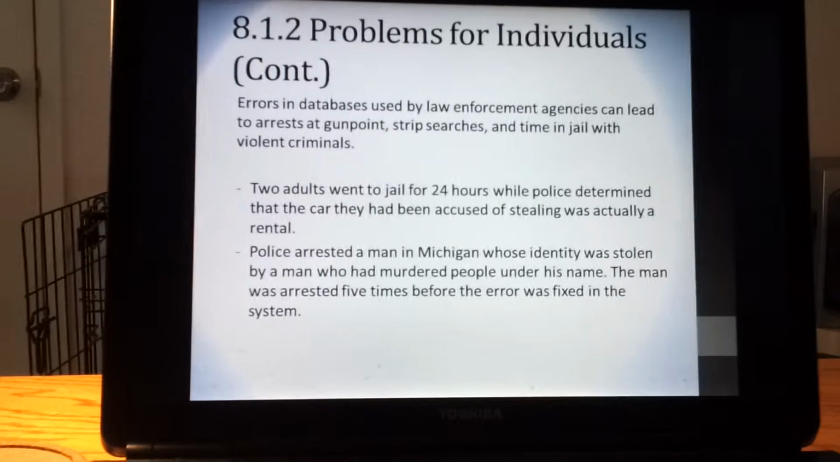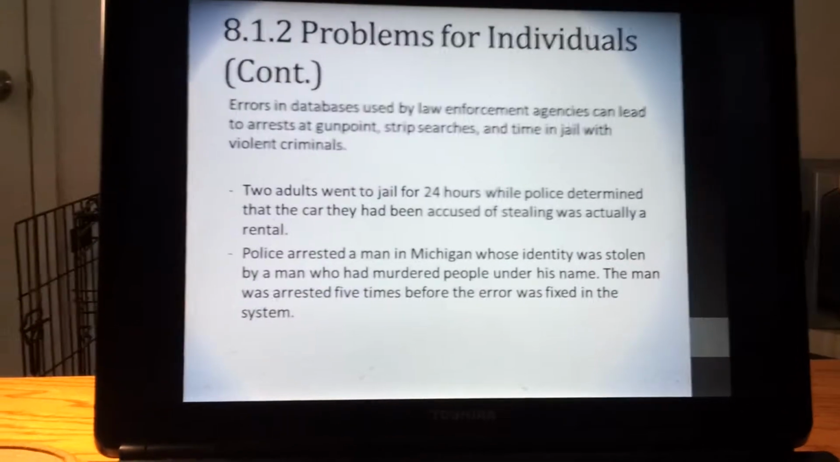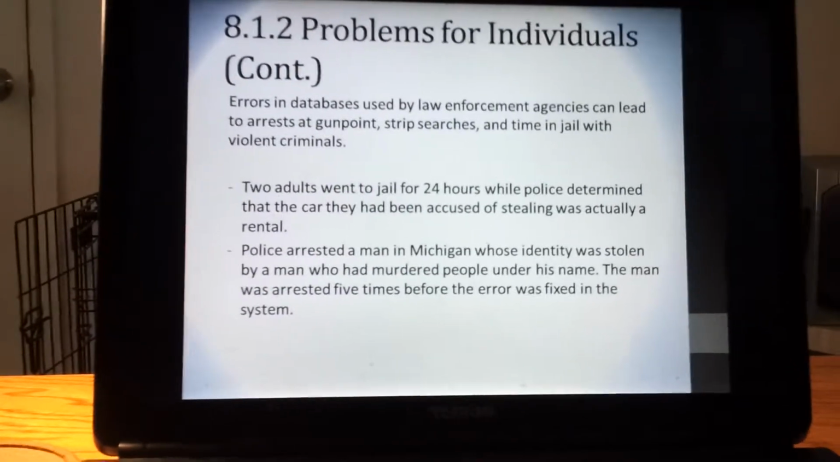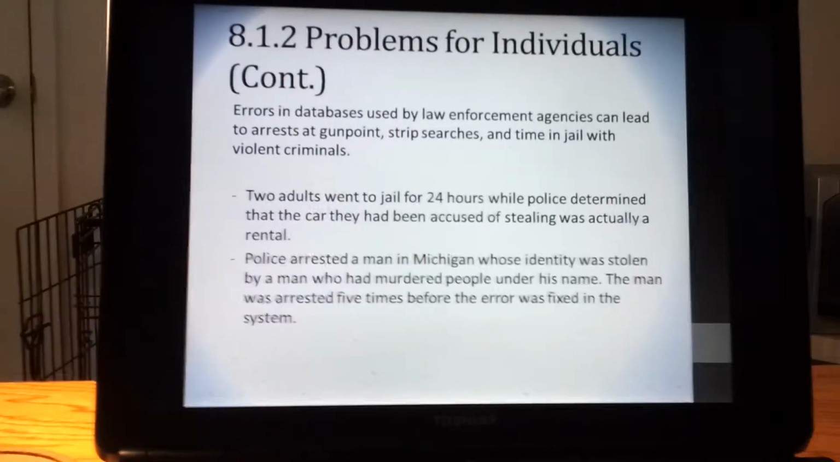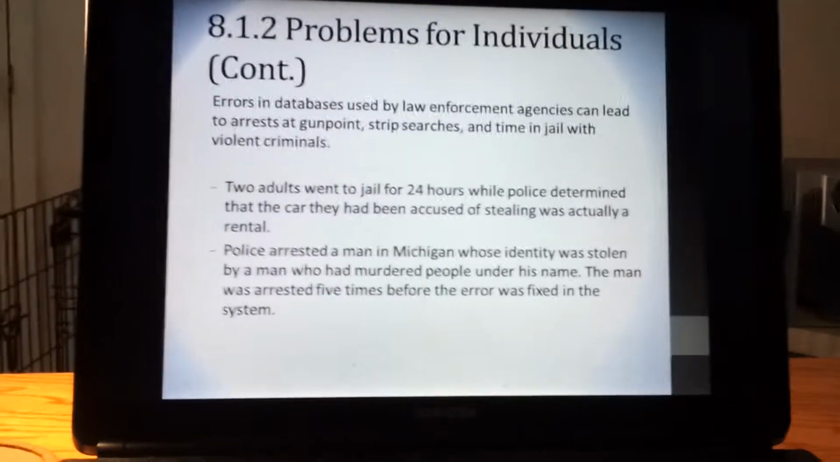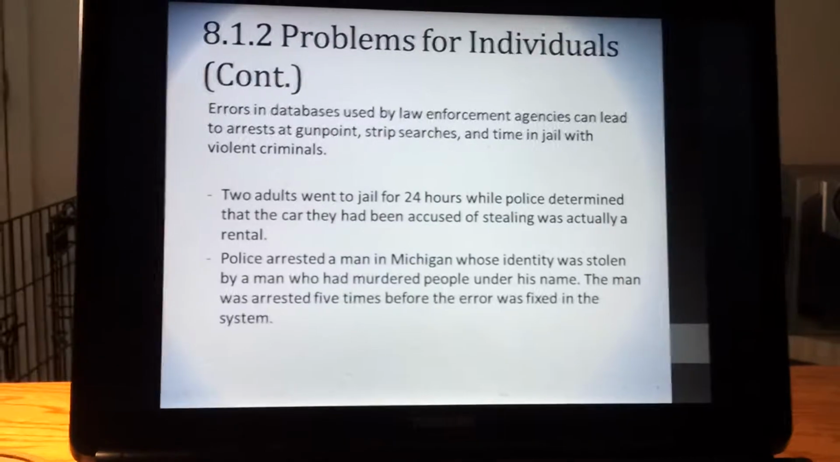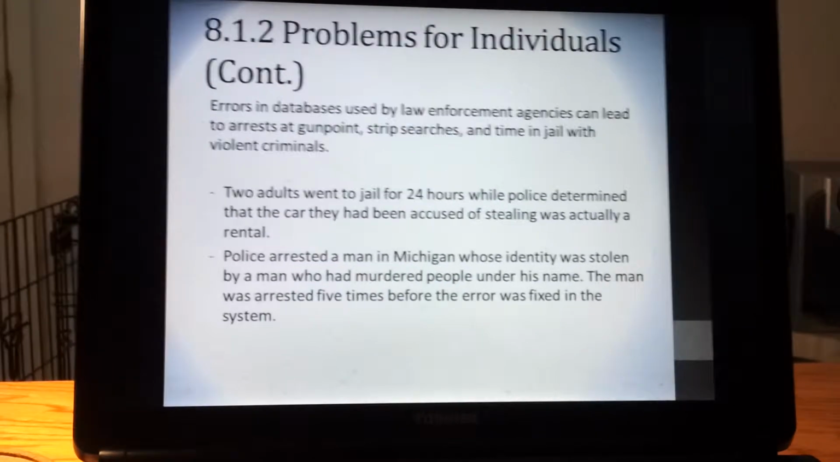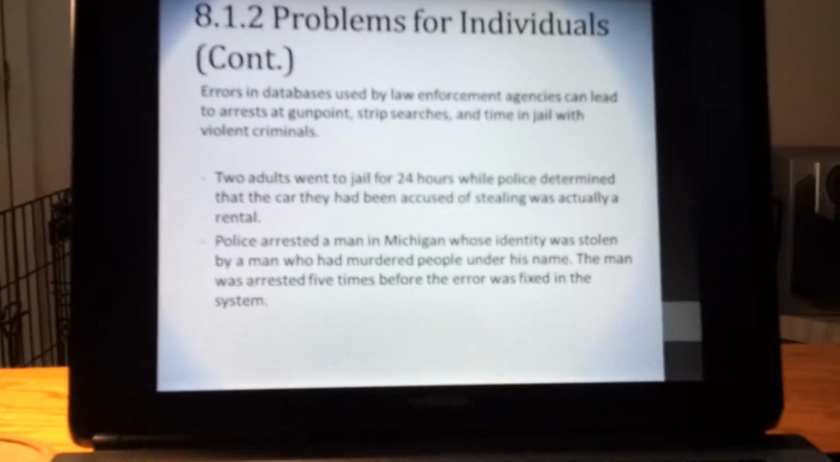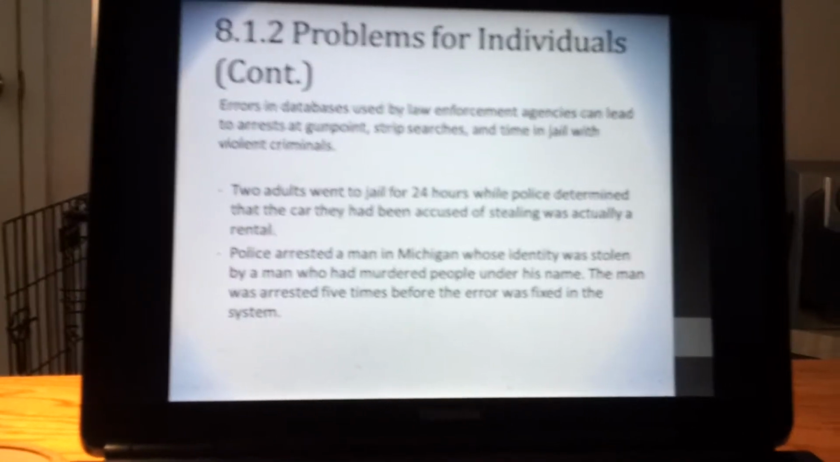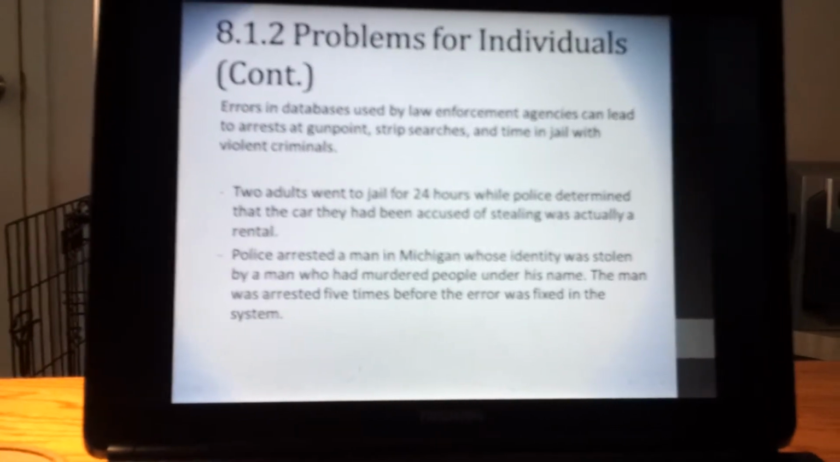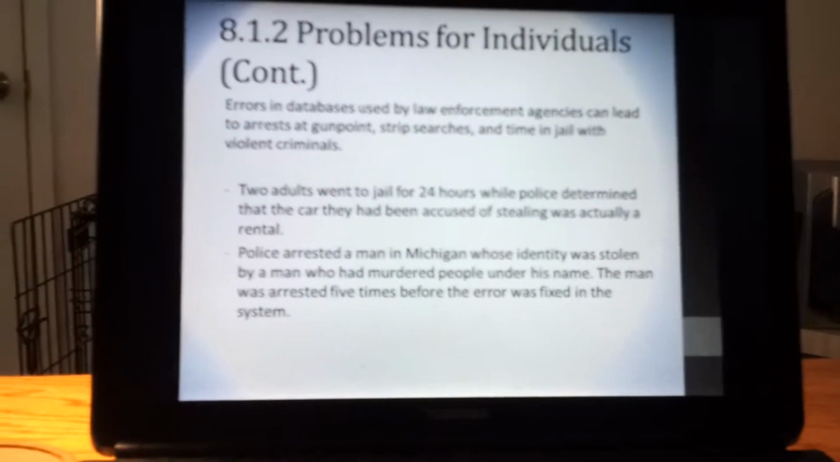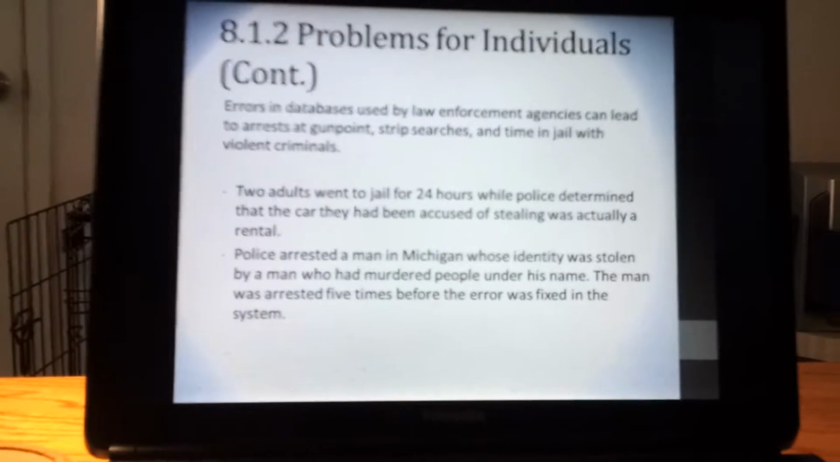Errors in databases used by law enforcement agencies can lead to arrests at gunpoint, strip searches, and time in jail with violent criminals. For example, 2 adults went to jail for 24 hours while police determined that the car they had been accused of stealing was actually a rental. And police arrested a man in Michigan whose identity was stolen by a man who had murdered people under his name. The man was arrested 5 times before the error was fixed in the system.